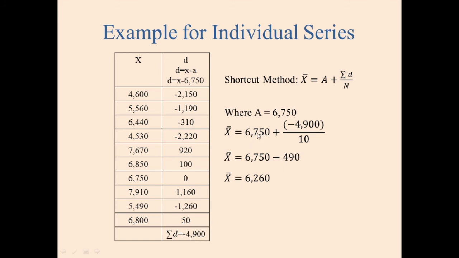Now substitute the values in the formula. X bar is equal to a. We have already assumed 6750. What value we have assumed previously, that value we have to write here, plus sigma d. Sigma d is minus 4900, so I am writing inside the brackets, divided by the number of observations 10. Now substitute the values. 6750 plus minus 4900 by 10, that gives you 490, and here we have the minus sign. Plus into minus gives you minus. 6750 minus 490 gives you 6260.